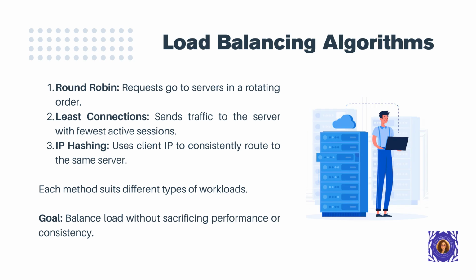Now, let's talk about how load balancers actually make their routing decisions. There are several algorithms they can use, and choosing the right one for your specific workload makes all the difference. The simplest approach is round robin, where requests are distributed to servers in a rotating, sequential order. Server 1 gets the first request, server 2 gets the second, and so on until we cycle back to the beginning. It's straightforward but doesn't account for server capacity or current load.